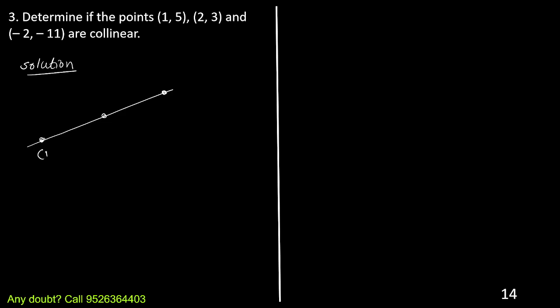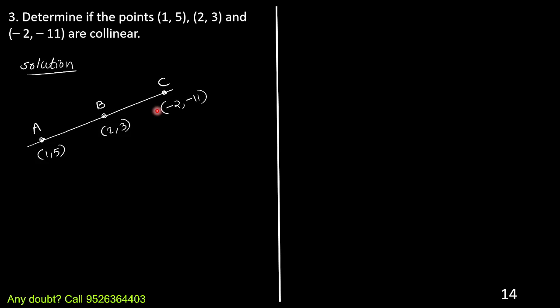The 3 points are (1, 5), (2, 3) and (-2, -11). It's a rough picture. If we plot the points, they lie in a single line. We have to prove it, we have to check it. So let us name them A, B, C. Remember, we don't know the order of the points. It can be A, C, B or B, A, C. But if the points lie in a line, they are said to be collinear.